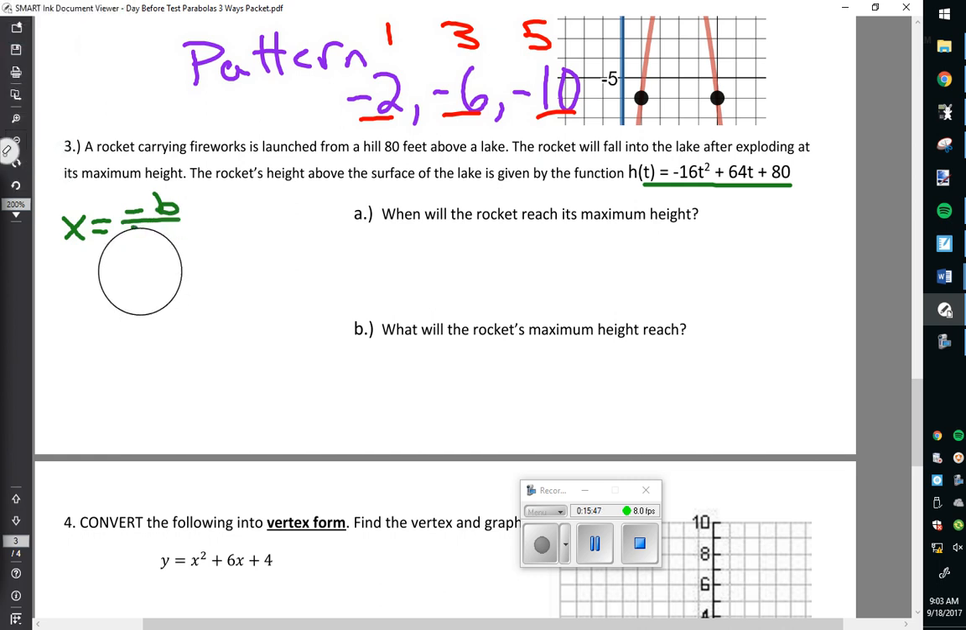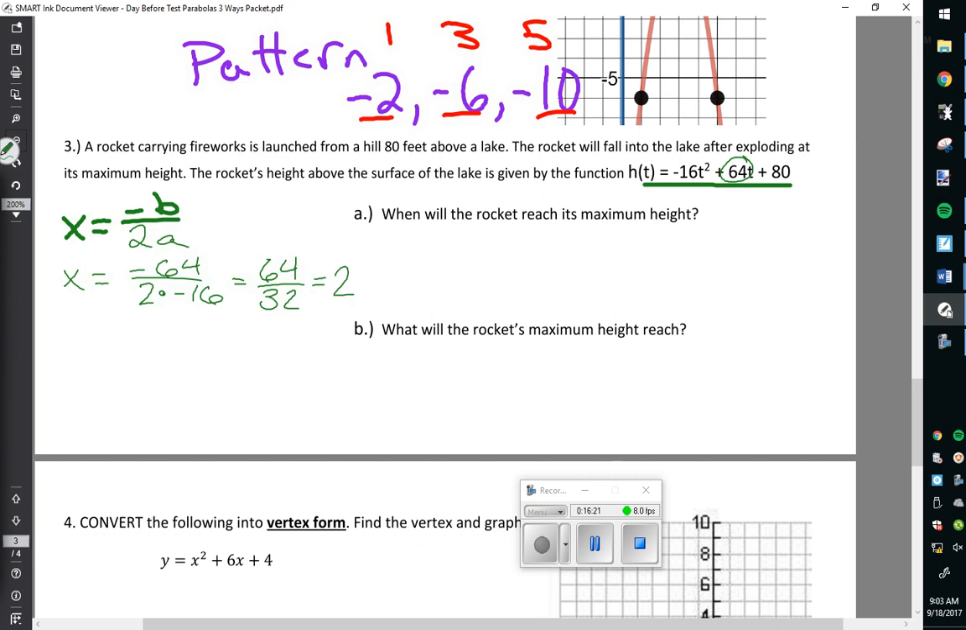So if I'm setting this thing up, what is my negative b here, Muhammad? 64. So it's negative 64. That's this number right here. Over 2 times my a, so 2 times negative 16. You have 2 negatives. So when is the time going to be? Is my time going to be a positive time or a negative time? Positive. It wouldn't make sense to have negative time if you use your brain and think about it a little bit. It might help you out. 64 divided by 32 tells me my x value is 2.